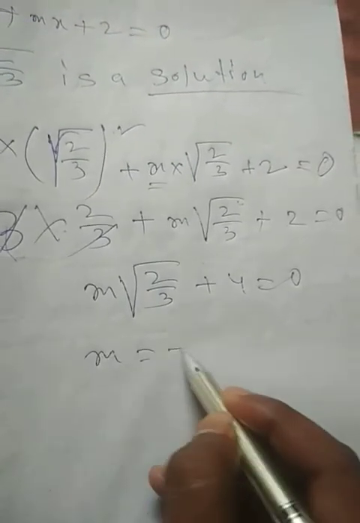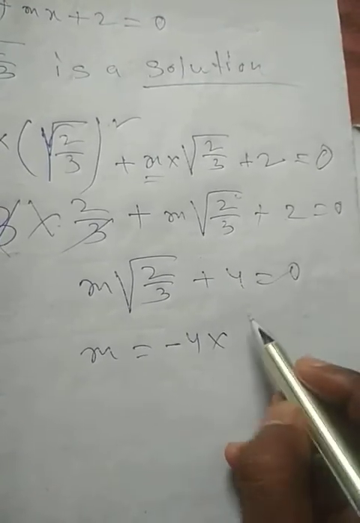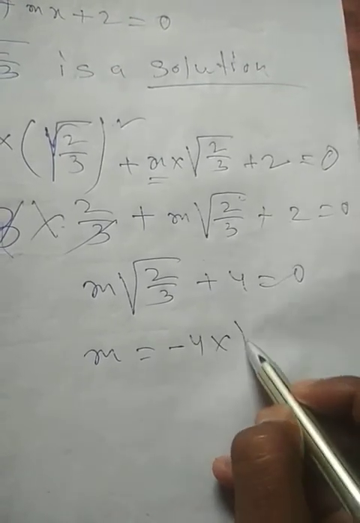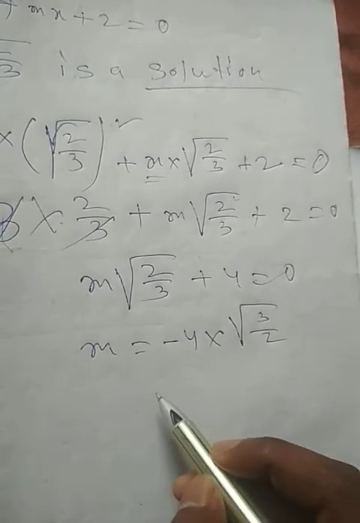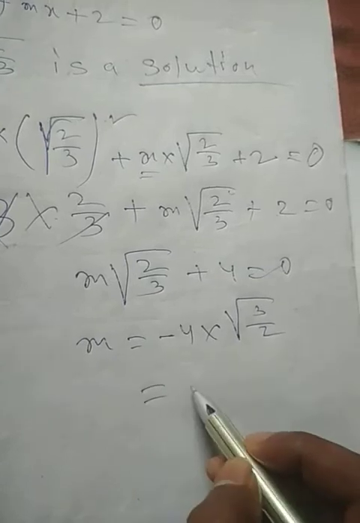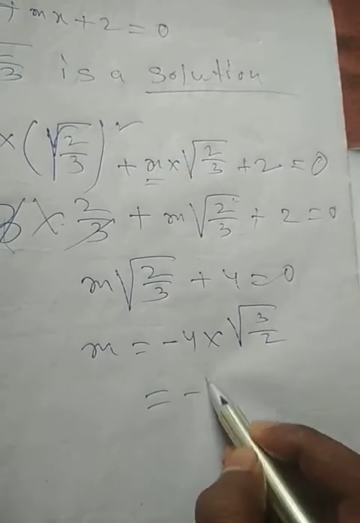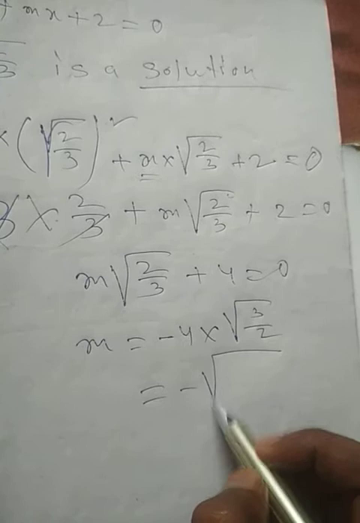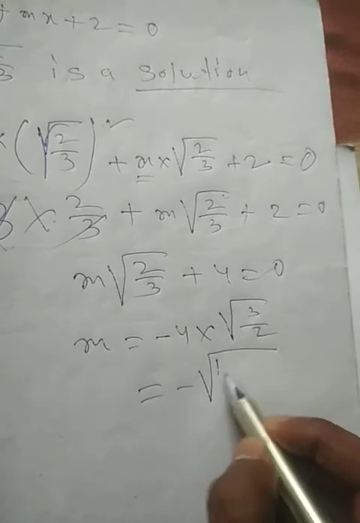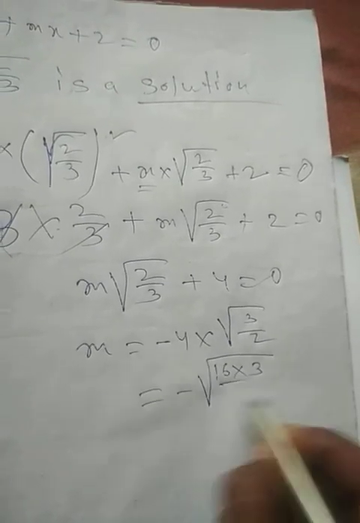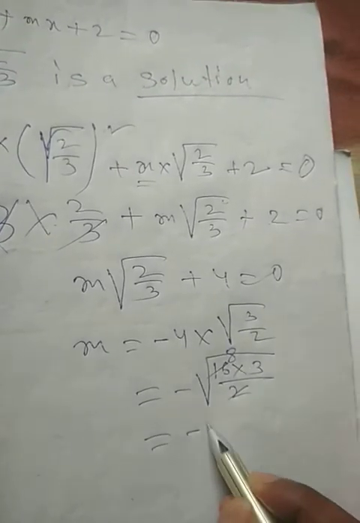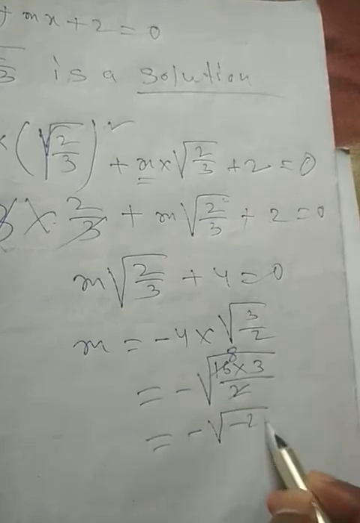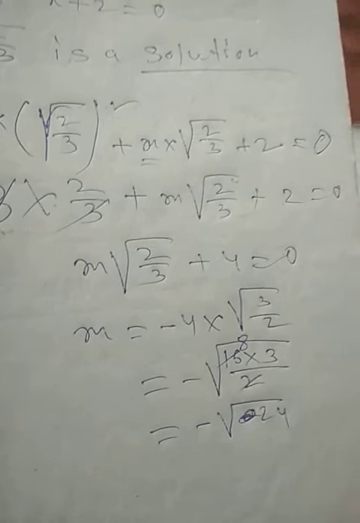So m equal to minus 4 into root over 3 by 2. So minus, if 4 is under the square root, that will become 4 square, means 16 by 2. So I got minus root over 24 is the answer of m.